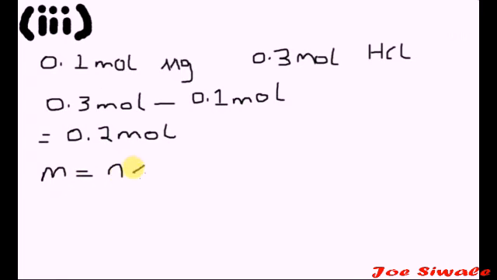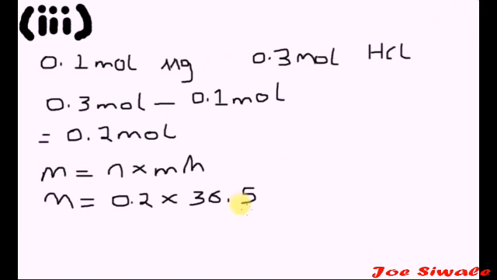Then I'll say mass is equal to number of moles multiplied by the molar mass. So mass is equal to, in this case, the number of moles, I'll use 0.2 multiplied by 36.5. This is the molar mass of hydrochloric acid. So mass is equal to 7.3 grams.